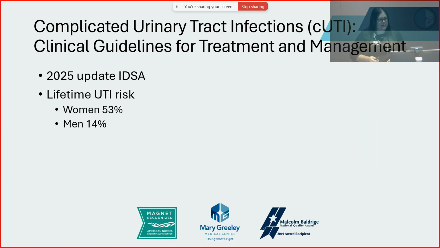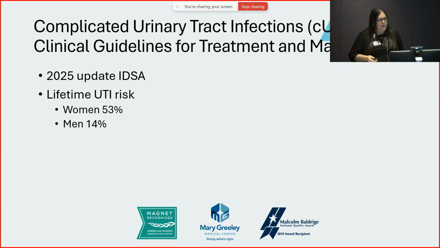So that was great. And then the complicated urinary tract infections, the clinical guidelines for treatment and management were updated by IDSA in 2025. This is important because lifetime UTI risks for women are 53%, and for men, they're 14%. So that's still a decent amount of risk.